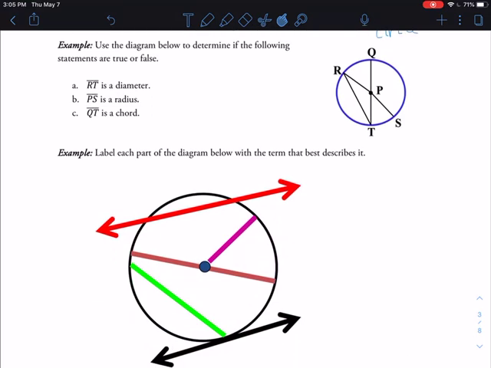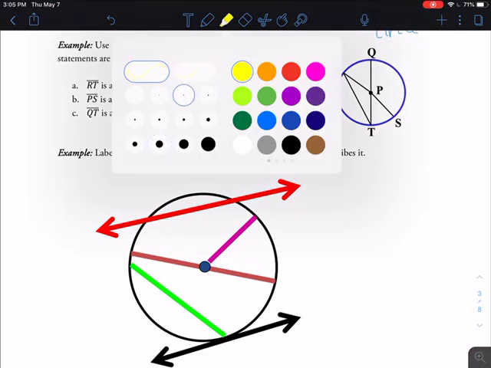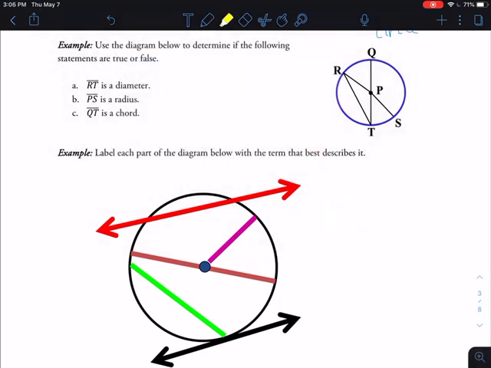Let's just do 2 quick examples, then our examples and lesson and everything for this lesson are over. Okay, so first, use the diagram to determine if the following statements are true or false. So the first one says that RT is a diameter. So just a reminder that RT is right here, right?